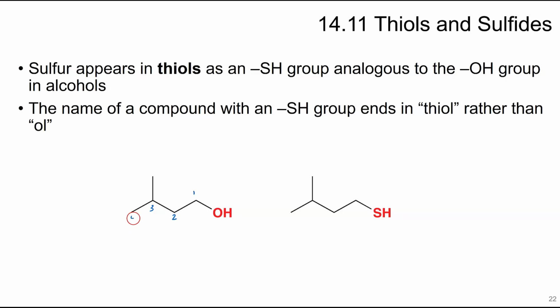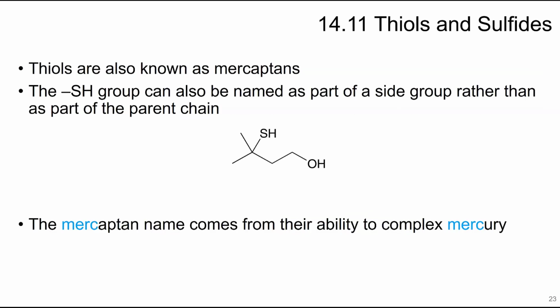So here we would have, this would be 3-methylbutanol. And this one would be 3-methyl-1-butane thiol. So the 1 tells us where the thiol group is, butane tells us there's 4 carbons. Thiols are also referred to as mercaptans. The SH group can be named as part of a side group rather than as part of the parent chain.